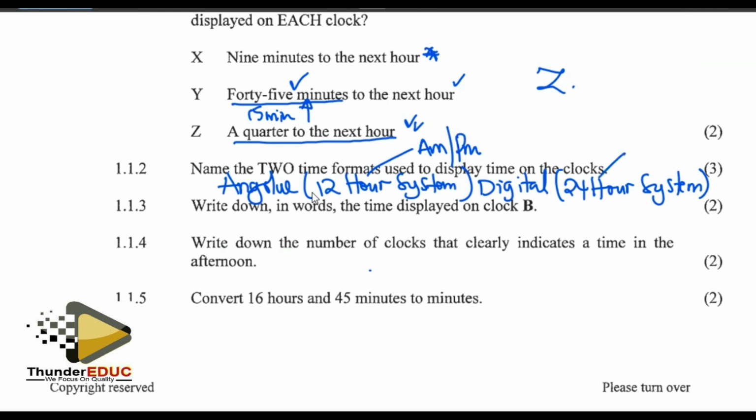Here, we have nothing like that. However, when it's past afternoon, the hour you add on 12. But the morning hours, they will remain the same until noon. Then after that, you start adding on 12, 12, 12, 12. You get the answer to be displayed in digital.